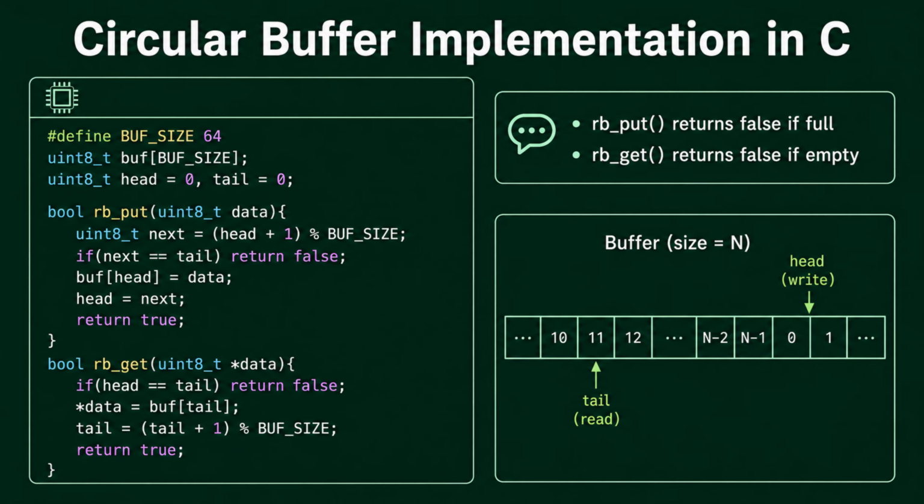The read function checks whether the head and tail are equal. If they are equal, the buffer is empty. Otherwise, the byte at the tail position is copied to the application, and the tail advances. In an interrupt-driven UART system, the receive interrupt normally calls the write function, while the main application calls the read function. This separates fast data capture from slower command processing.